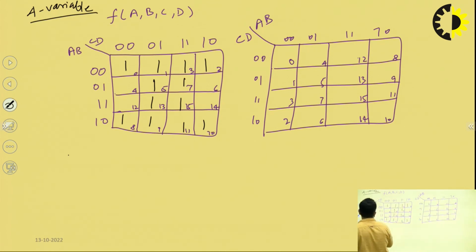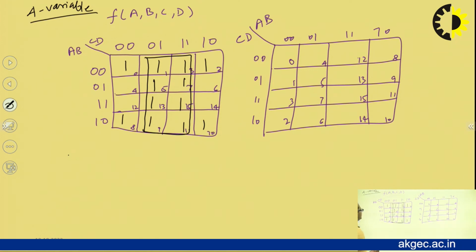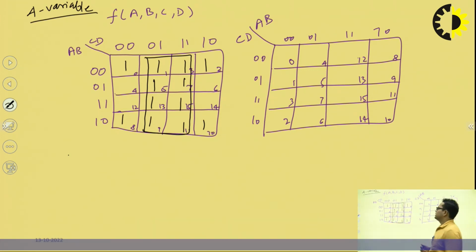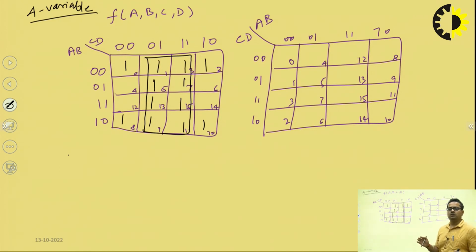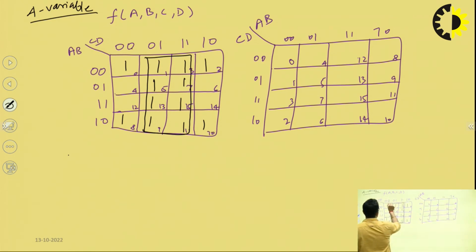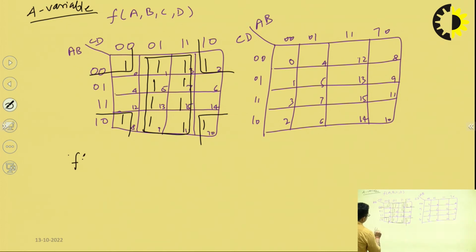So if you observe, we are already getting a quad. Sorry, we are already getting an octet. So this is giving me an octet. Now the next combination that is left is the ones at the corners. So that can form a quad. This and this one. So in this way we will get the reduced expression.